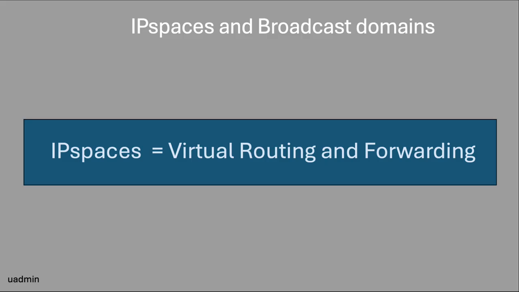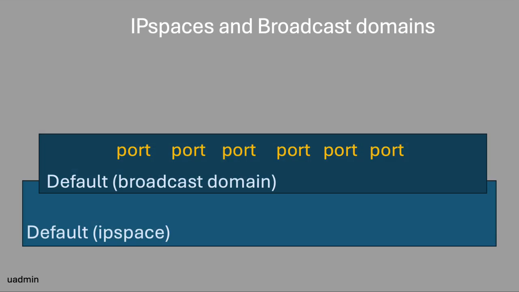So to make a long story short, IP spaces are equivalent to virtual routing and forwarding, a technology that allows multiple instances of a routing table to coexist on the same piece of networking infrastructure. So how can we use IP spaces? Now, every IP space needs a minimum of 1 broadcast domain that holds the physical and/or virtual ports you use to configure LIFs upon. Having said that, a broadcast domain is also a failover group.